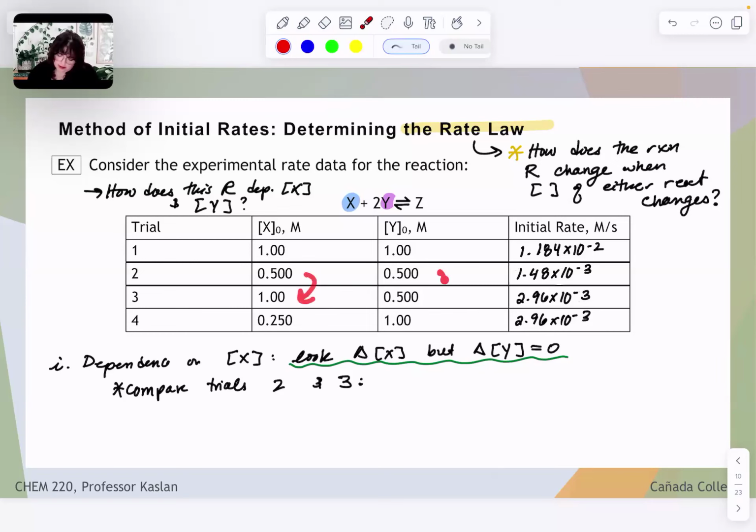but Y didn't change. So first of all, let's look at how X changed. So the concentration of X went from 0.5 molar to 1 molar. This didn't change at all, so that should not have reflected any kind of change in the rate. But let's see if there is a change in the rate that is related to this change in the concentration of X. So we can say that the concentration of X doubled.